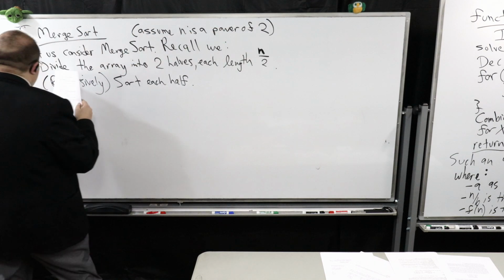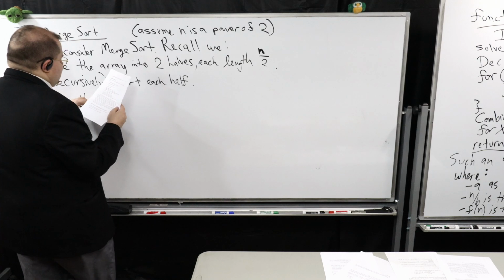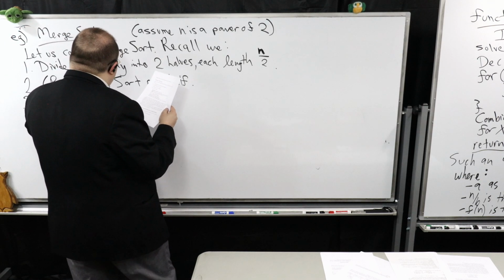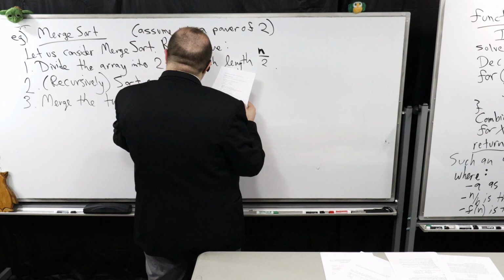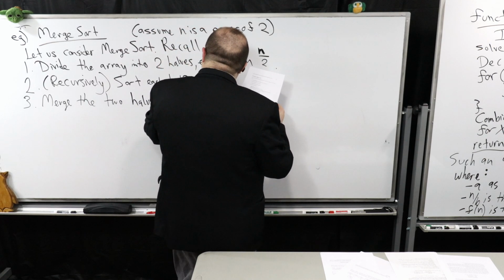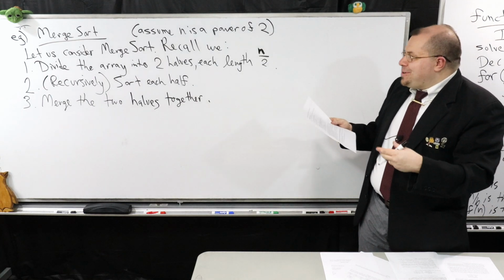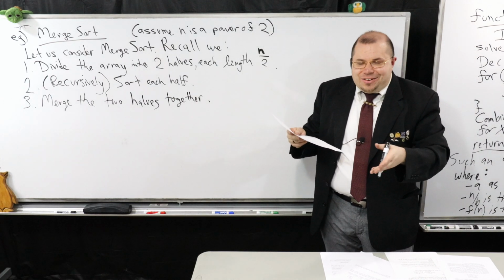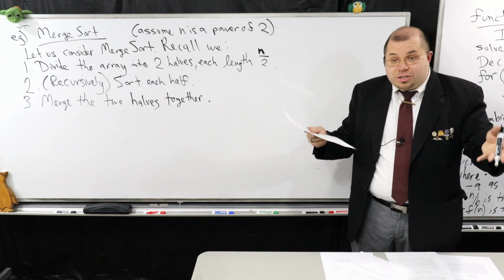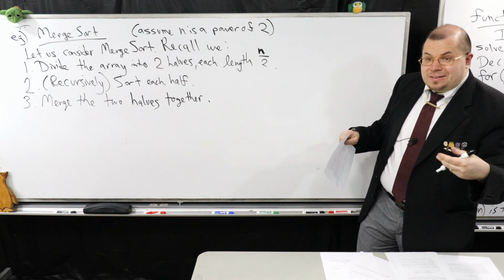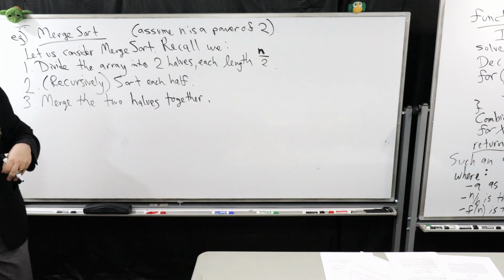Sort each half. Then you just simply merge the 2 halves together. That's all merge sort does. Any other time where they don't cleanly divide, you usually take the smaller of the half on one side, or you take the larger of the half on the other side. But it generally boils down to this.